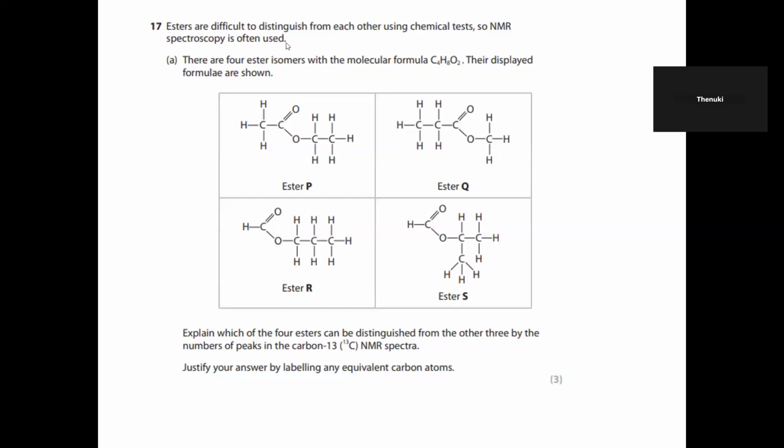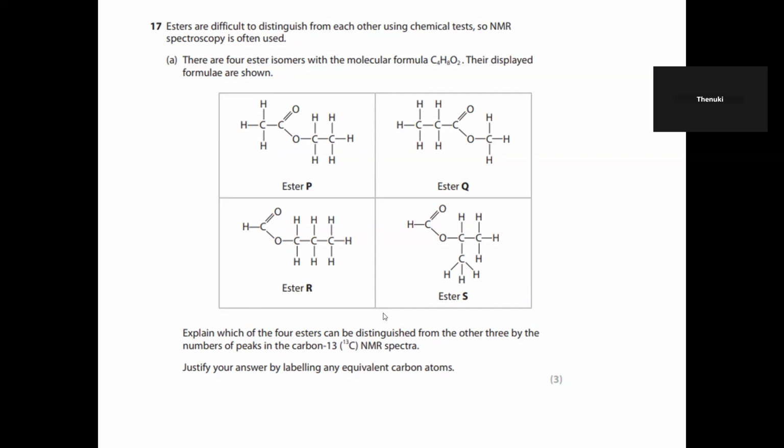Okay, it says esters are difficult to distinguish from each other using chemical tests. So NMR spectroscopy is often used. There are four ester isomers with the molecular formula C4H8O2. Their displayed formulas are shown. So we have four esters.